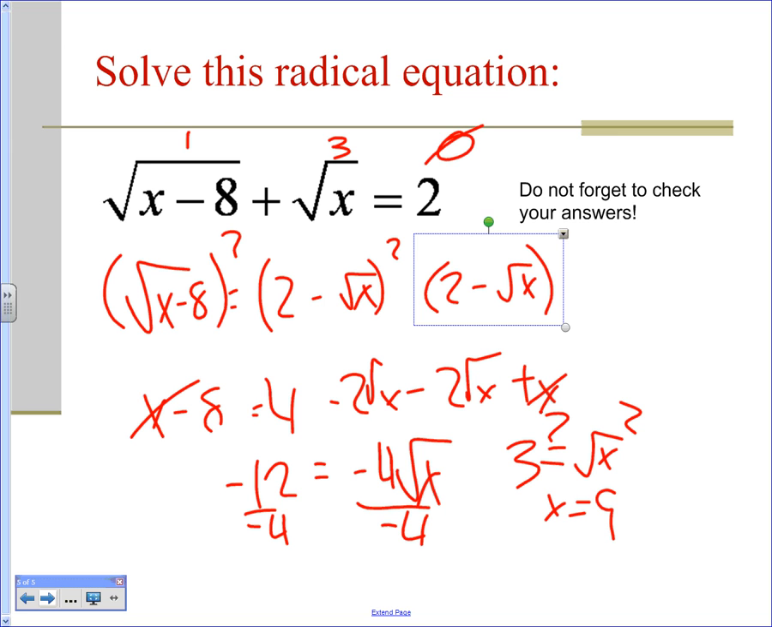2 times 2 is 4. 2 times negative square root of x is negative 2 square root of x. Negative square root of x times 2 is negative 2 square root of x. And then negative times a negative is a positive. Yes, square root of x squared is just x. Does that make sense? Okay, so she canceled an x here and an x there, and she's left with this part.